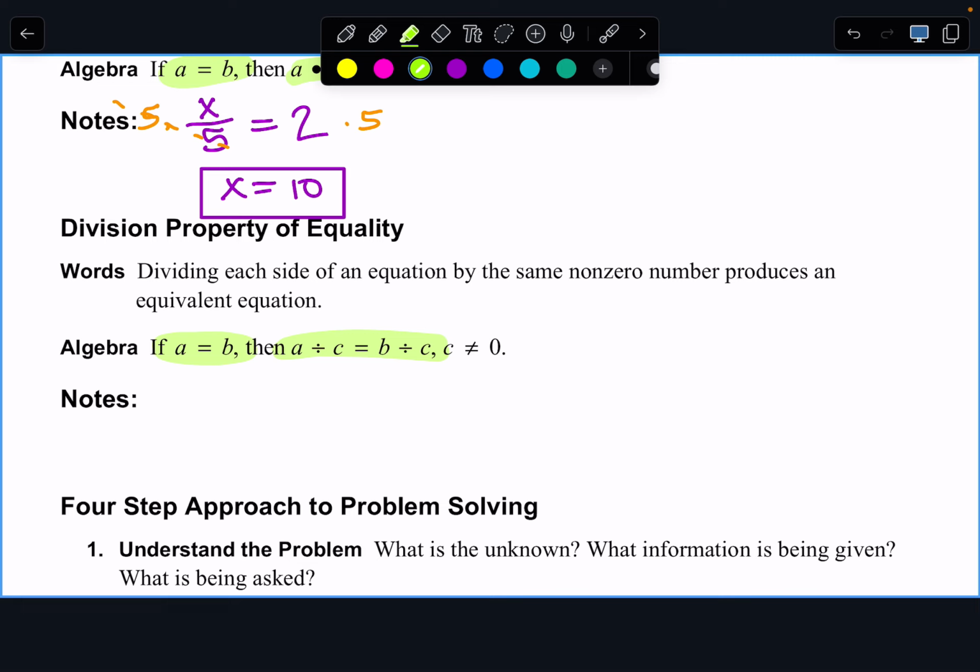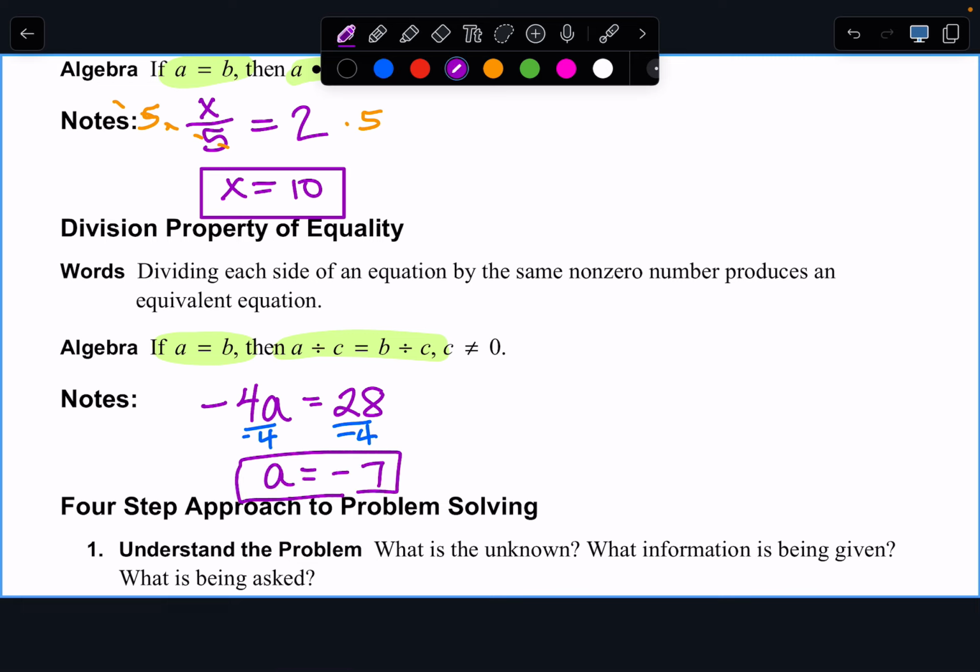So if we have negative 4a equals 28, how is negative 4 attached to a? Times it. Okay, and the inverse of multiplication is division. So we can divide both sides by negative 4 to get a equals negative 7.